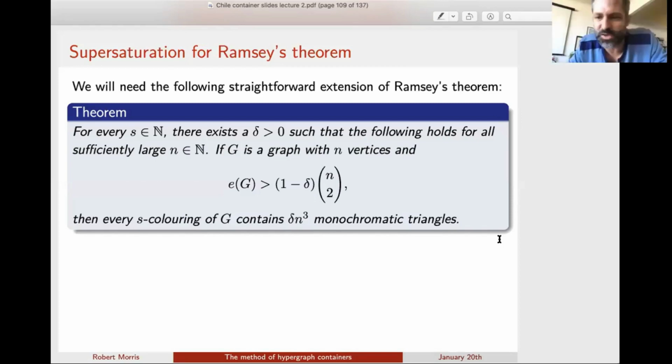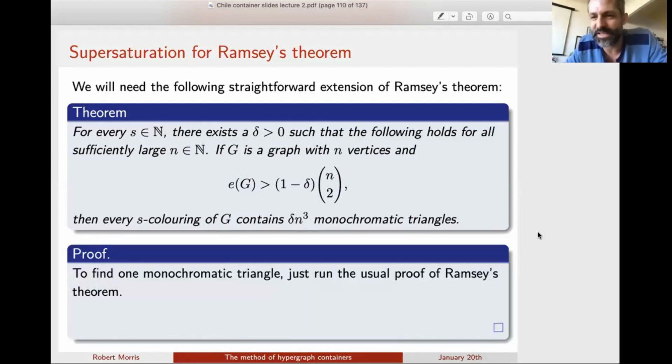Well, it's not so difficult to prove. If anyone wants to suggest something. Well, first, how do you find one triangle? That's easy. You just use Ramsey, and it doesn't really matter that there's only a 1 minus delta proportion of the triangles. You take a vertex of high degree and look in the neighborhoods. One of them must be dense and large. Go into there and repeat. So it's just the usual proof of Ramsey's theorem, where you have to be slightly more careful to keep the density high, but it's not so difficult.